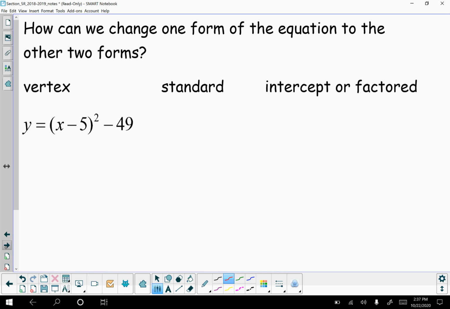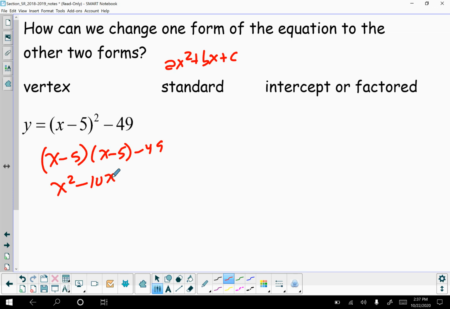Okay, so if we want to change this to standard form, remember standard form looks like this, ax squared plus bx plus c. So what I'm going to do is FOIL this out. I'm going to get x minus 5 times x minus 5, and then minus 49. So I get x squared minus 10x plus 25 minus 49. Combine my like terms. So my standard form is going to be y equals x squared minus 10x minus 24.